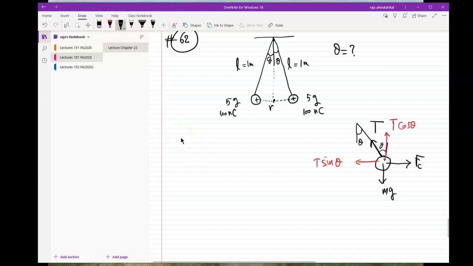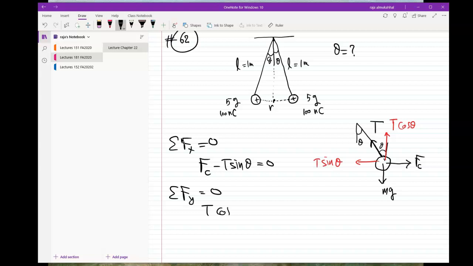So the sum of the forces in the x direction equals 0. Why is it equal to 0? Well, it's not moving. It's in a static situation. It's not ma, right? So the force in the x direction is going to be F sub c minus T sine theta, and that's equal to 0. I'll come back to this F sub c in a second. Sum of the forces in the y direction is also equal to 0, and that's going to be T cosine theta minus mg equals 0.